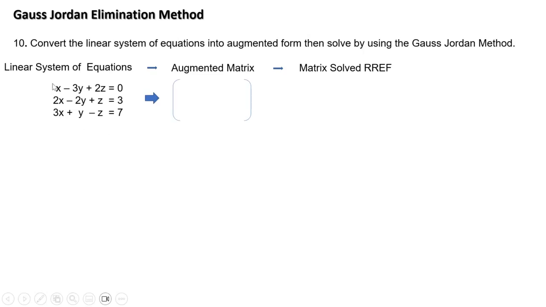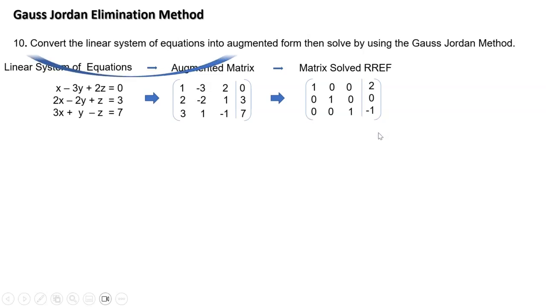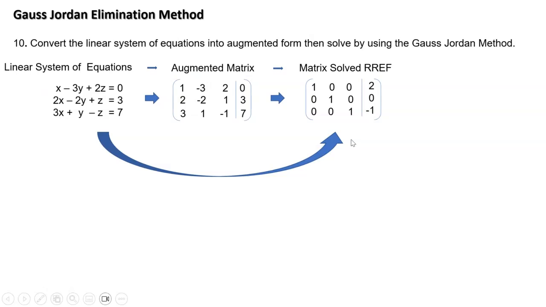To augmented matrix, this is my row 1, which will be 1, -3, 2, and 0. Then my row 2 will be 2, -2, 1, and 3. And finally, my last row, which is row 3, will be 3, 1, -1, and 7. Okay. Then I want to put it in this form, which means my x equals 2, my y equals 0, and my z equals -1. Okay, but how are we going to do it? We have to do it by using the Gauss-Jordan method.